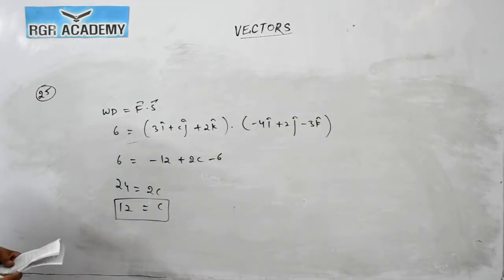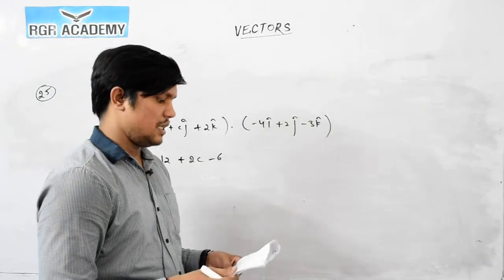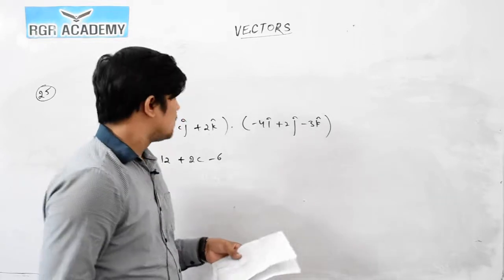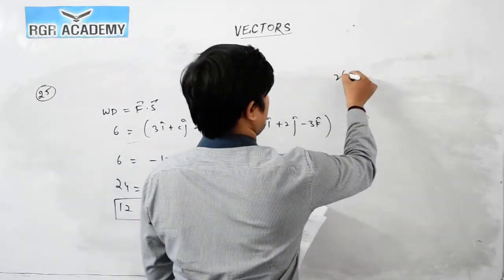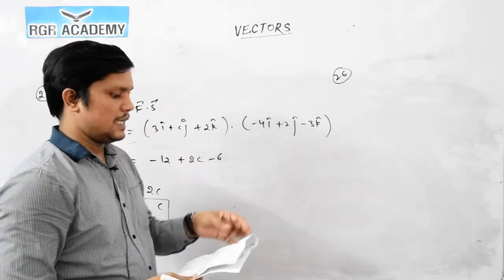Now question number 26. If a particle of mass m is moving with a constant velocity v parallel to the x-axis in the xy plane as shown in the figure. The figure is not given, but we will draw. Its angular momentum with respect to the origin at any time t will be.